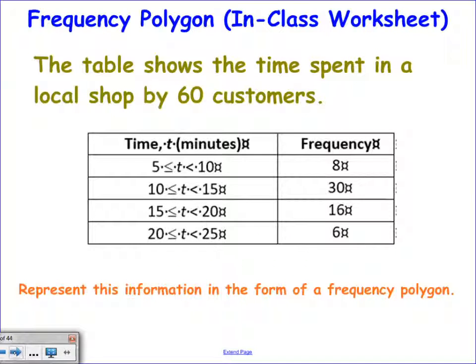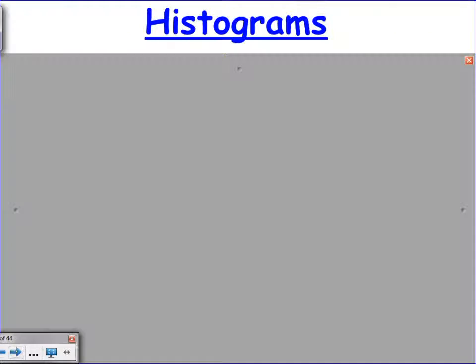Okay, so on your in-class worksheet, it gives you this table of information and it asks you to plot a frequency polygon. Histogram. Anybody like to hazard a guess what a histogram is? Anyone heard of a histogram? Yeah.